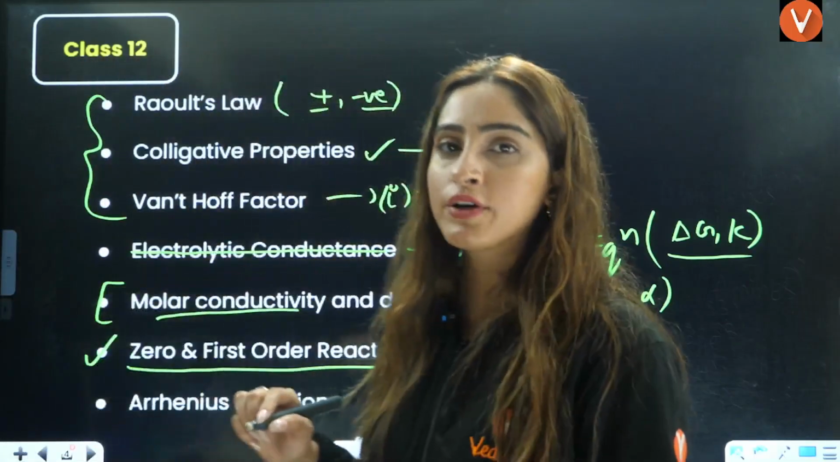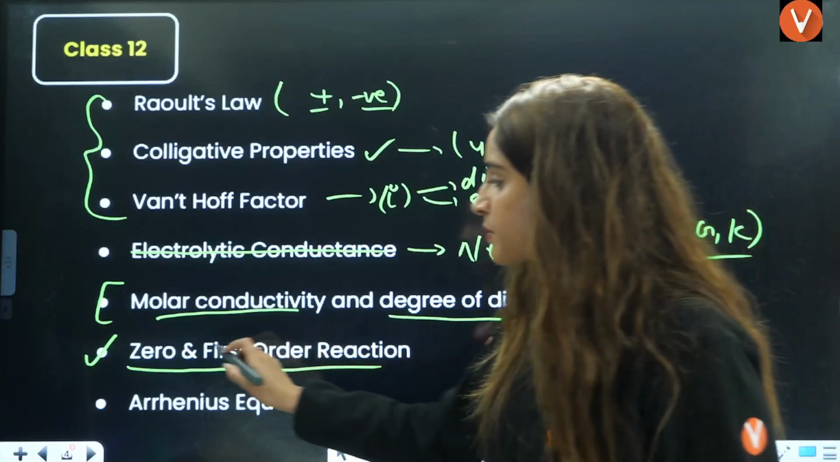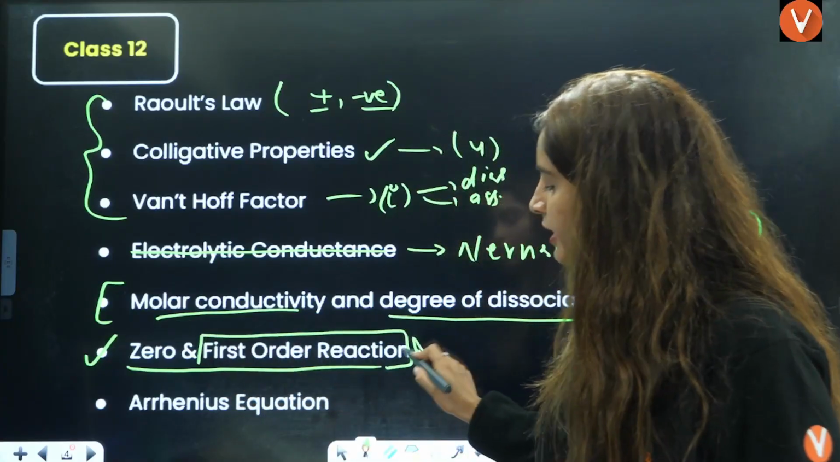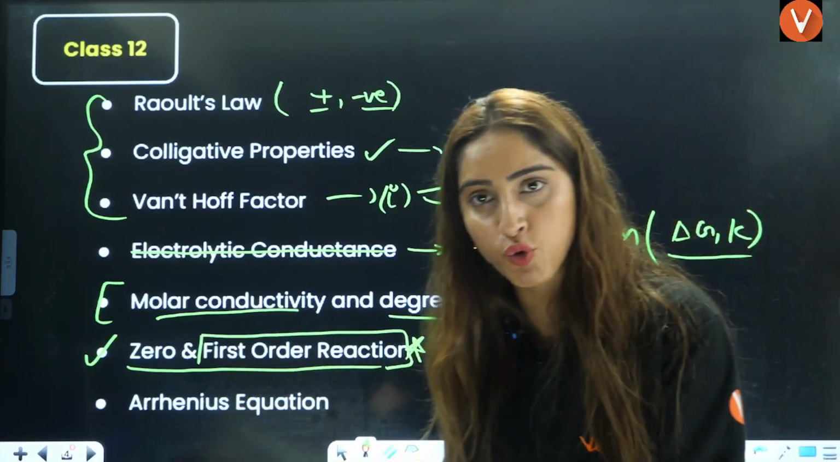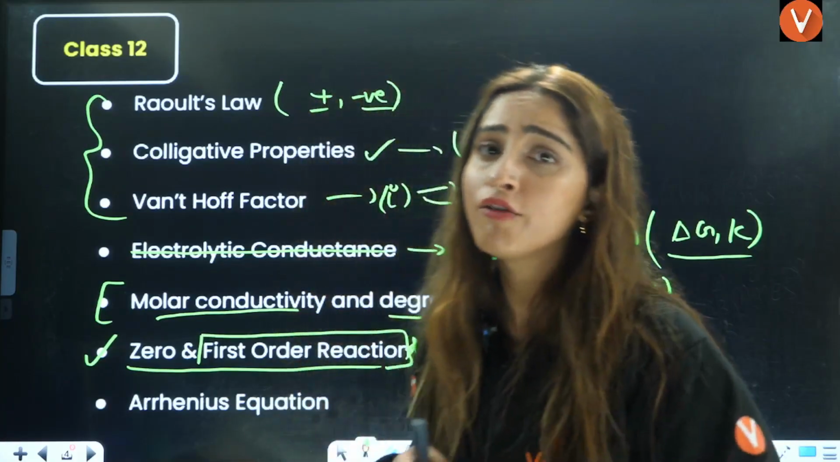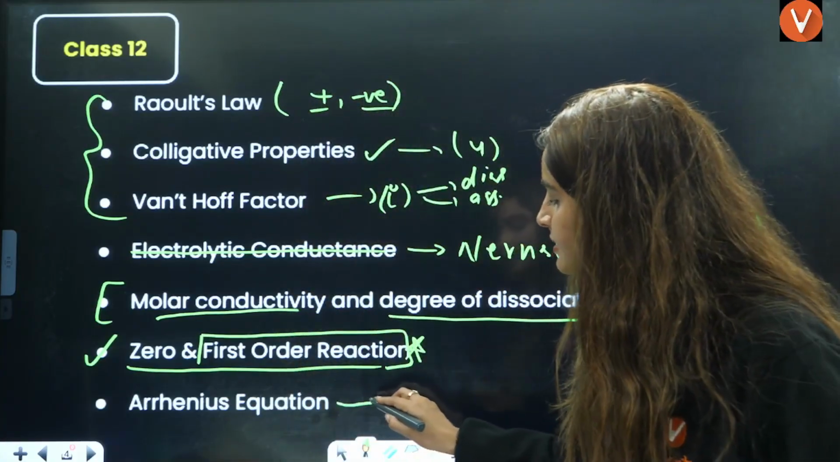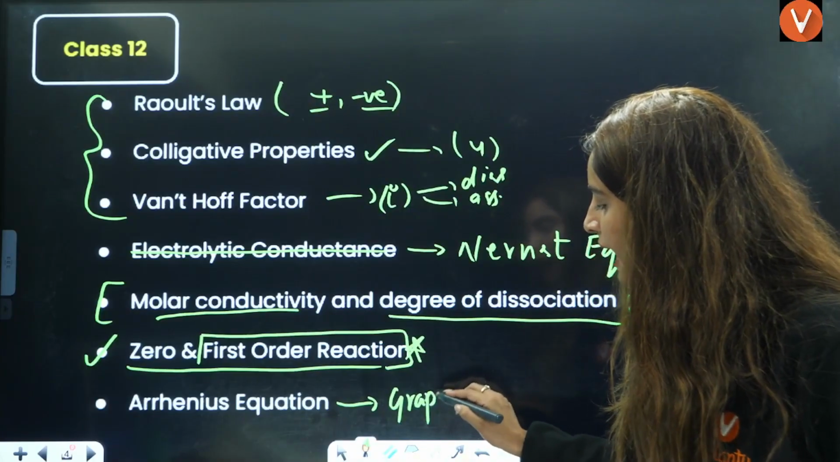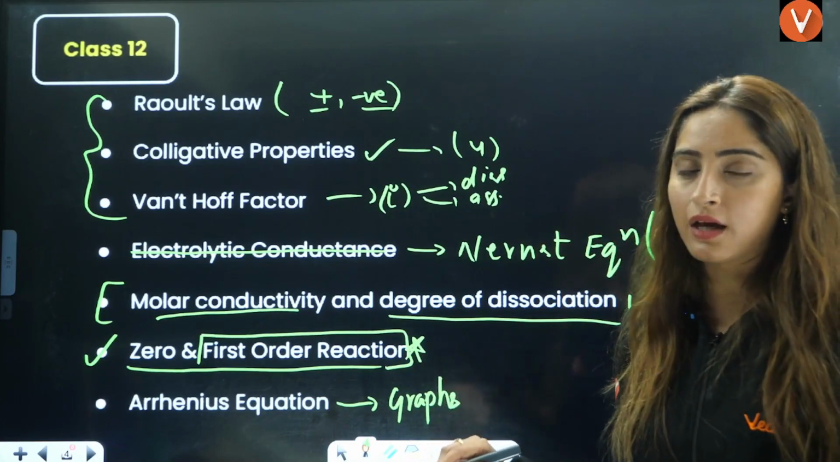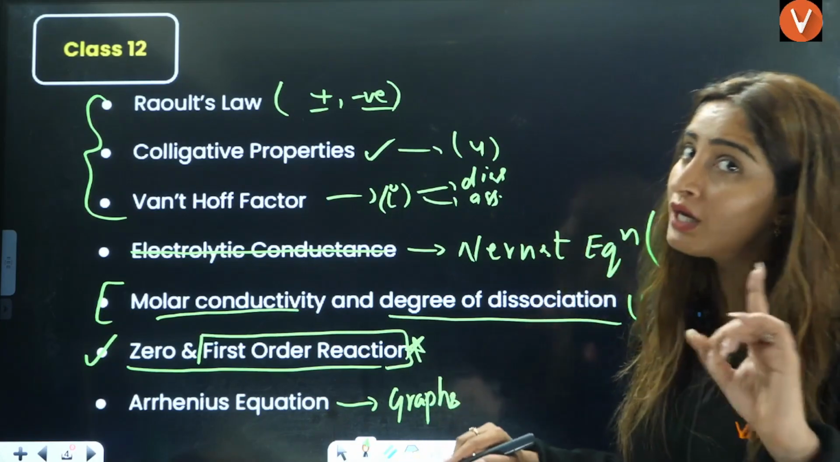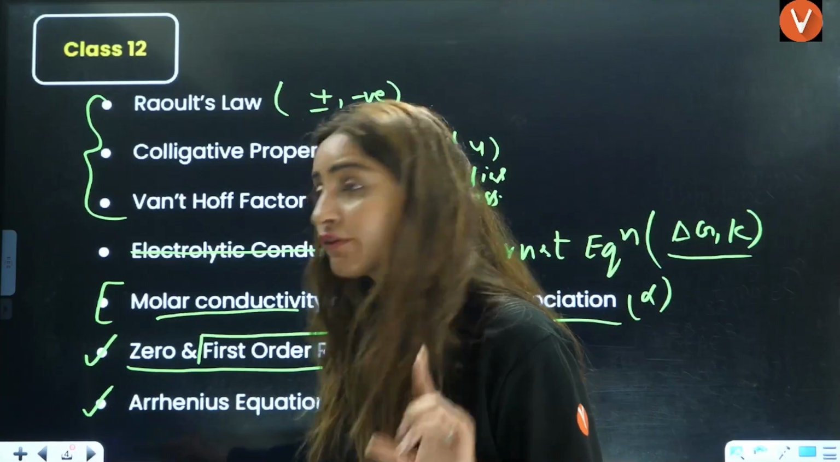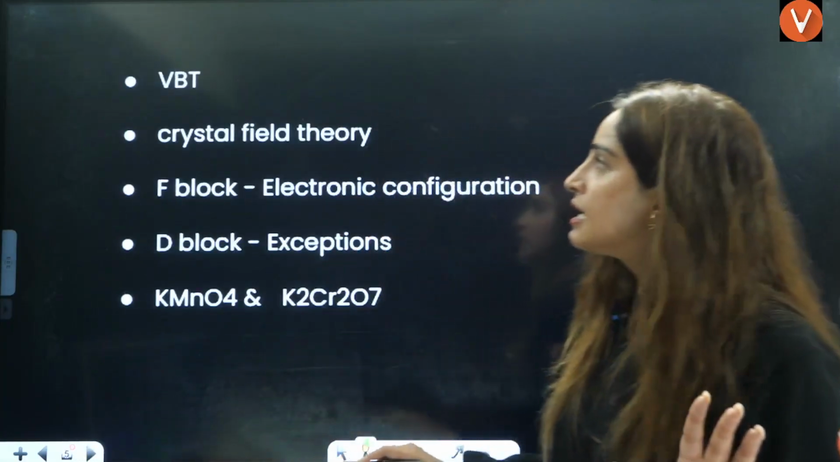From zero order and first order reaction, if you ask me, ma'am, which is more important, first order reaction is more important. You don't have to go through the derivations, just go through the formulas. That's it. Then Arrhenius equation, graphs, and the relation of Q2, K2, K1 and T1, T2, that relation is very important. Direct formula based question is asked, right?